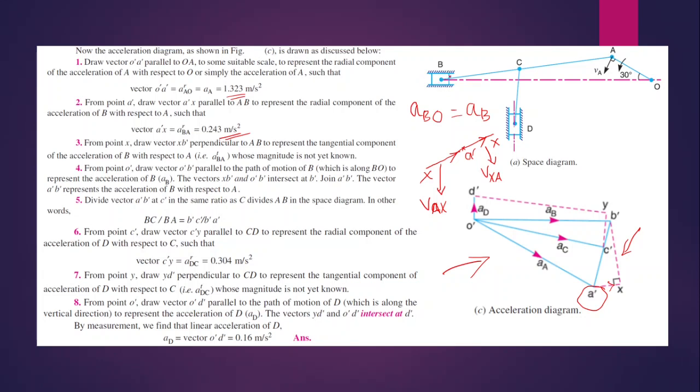That means that the slider is in a constrained motion. So we can represent the line of action of AB as a line which is horizontal, passing through O. That line of action is like this, and we can find the intersecting point B dash. Then O dash B dash will become the acceleration of B with respect to O, or the absolute acceleration of B.